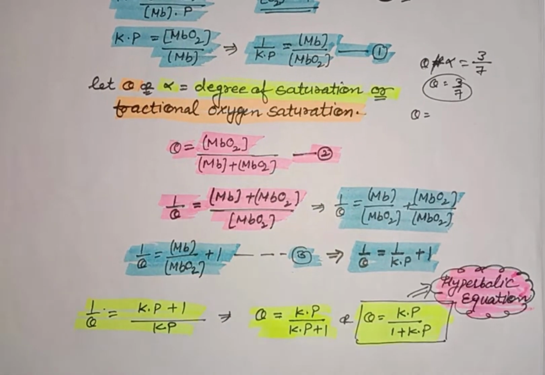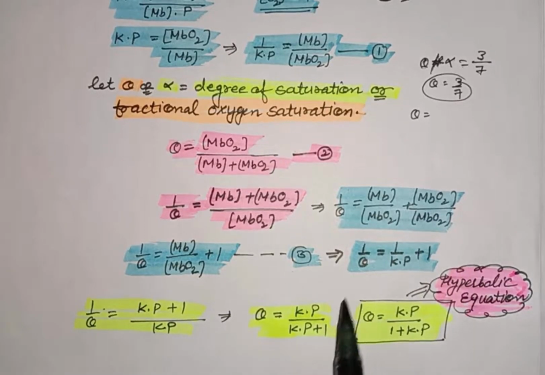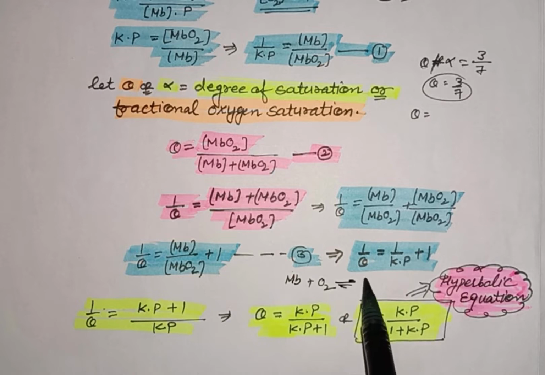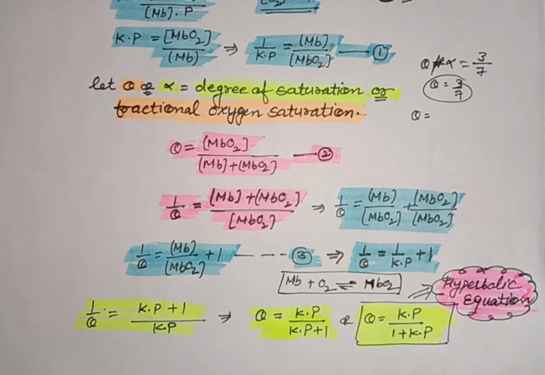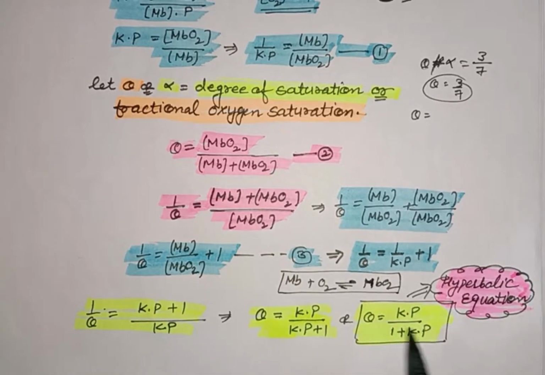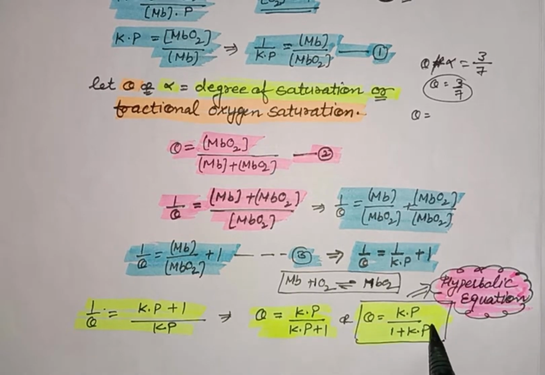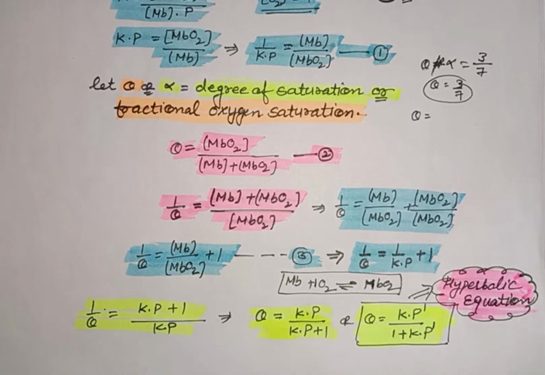As we have discussed earlier, the binding of oxygen with myoglobin shows a hyperbolic equation, or forms a hyperbolic curve. In this case, P is the partial pressure of oxygen gas, and the stoichiometry of oxygen is 1, and in the hyperbolic equation the power of the partial pressure of oxygen is also 1.